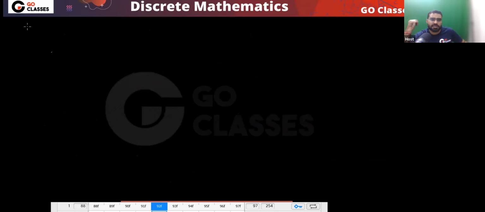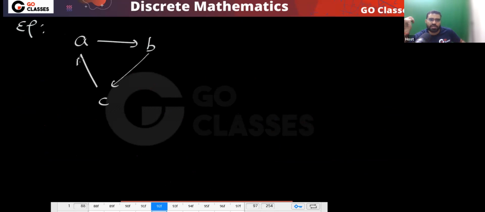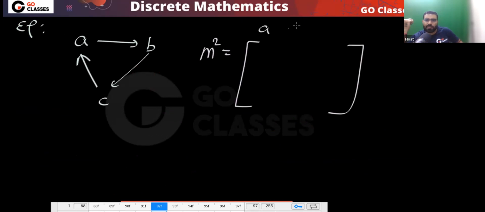For example, just take this example. If you have this graph A, B, C, can you directly tell me what your M power 2 will be? Without calculating M power 2, can you tell me what it will be? M power 2 will give you, from A to A, how many walks of length 2? It will be 0, and you can check it. It definitely will be 0.